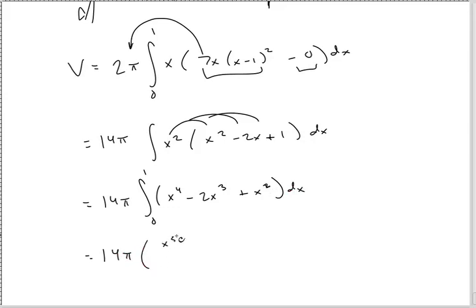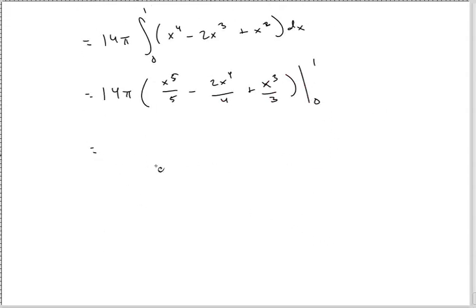And so that's x to the fifth over 5, minus 2x to the fourth over 4, plus x cubed over 3, from 0 to 1. Plugging in the 0, everything goes away. Plugging in the 1, we get a lot of fractions: 1/5, 1/2, 1/3. Blah, blah, calculator. Skipping ahead here, we got 7 pi over 15.